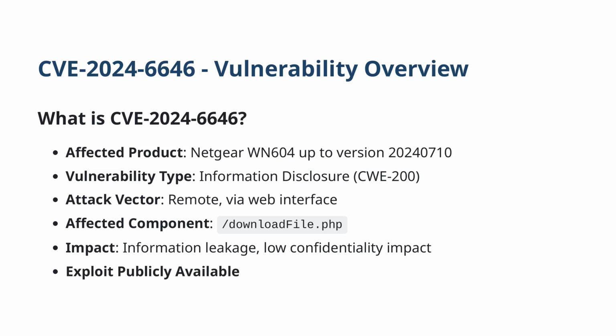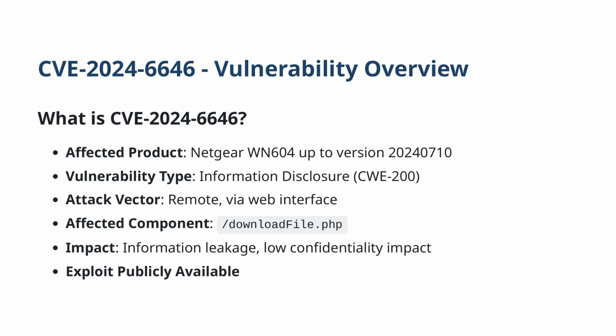On this slide, we are discussing CVE-2024-6646. This particular vulnerability affects the Netgear WN604 up to version 2024-0710. The vulnerability type is information disclosure and is cataloged under CWE-200. The attack vector for this vulnerability is remote, meaning an attacker can exploit it via the web interface.